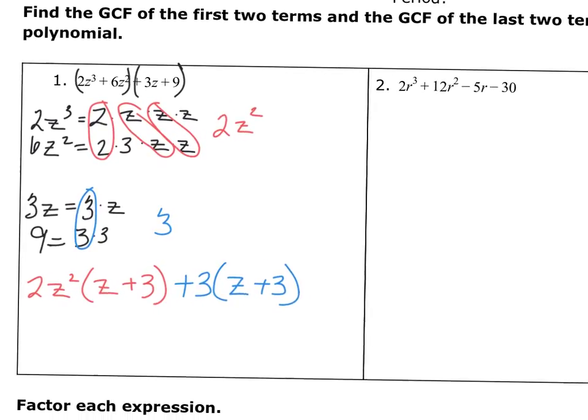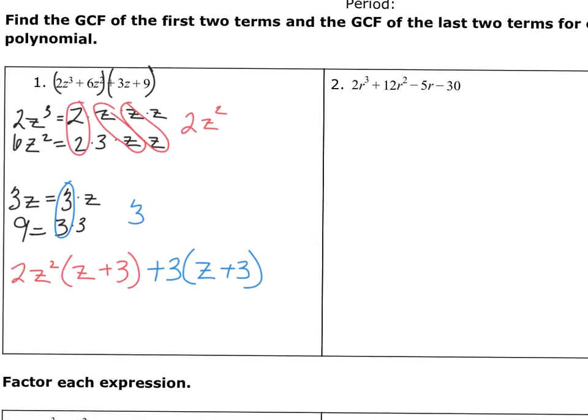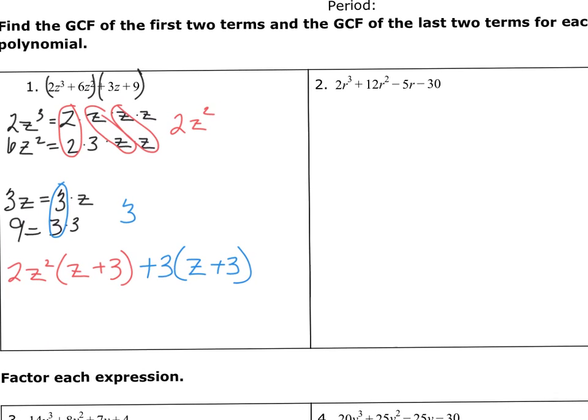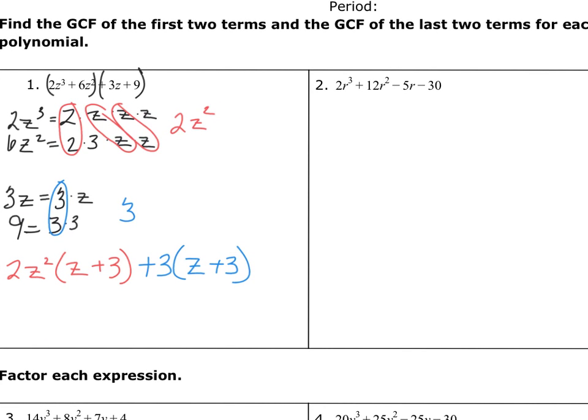All right, I want you to do the same thing with number 2. I want you to try it. So we're listing the prime factors of each term, just like we were doing last week. And then find what the first two terms have in common and what the second two terms have in common.